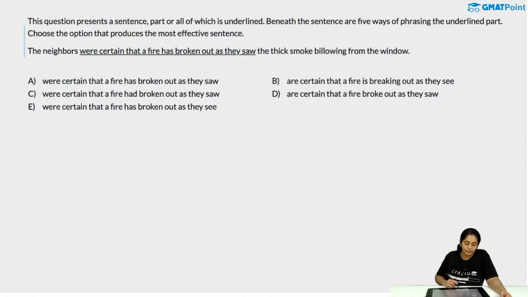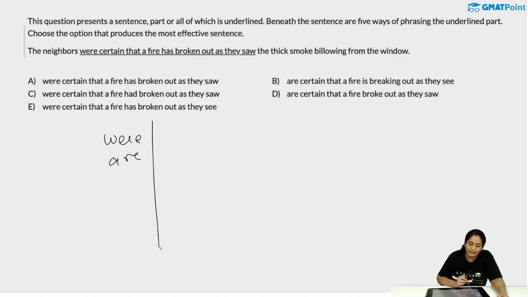Were certain that a fire has broken out as they saw. So here you have were, which is different. Here you have are certain, and again were certain, are certain, were certain. So were and are are the two options as such. That a fire has broken out, that a fire is breaking out, that a fire had broken out, that a fire broke out.